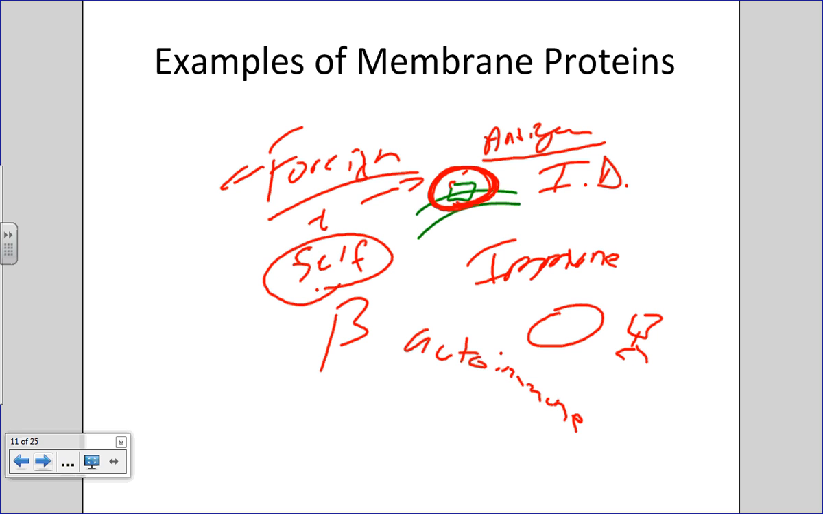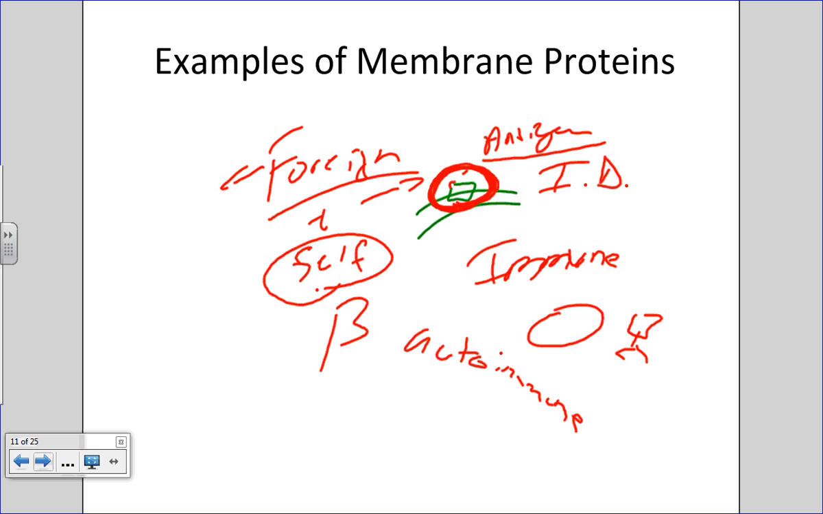Now, you have to bear in mind that not all cells have the exact same antigens on them. These antigens are very diverse molecules as well, okay? And as a result, your immune system is constantly surveying many of them, all right?